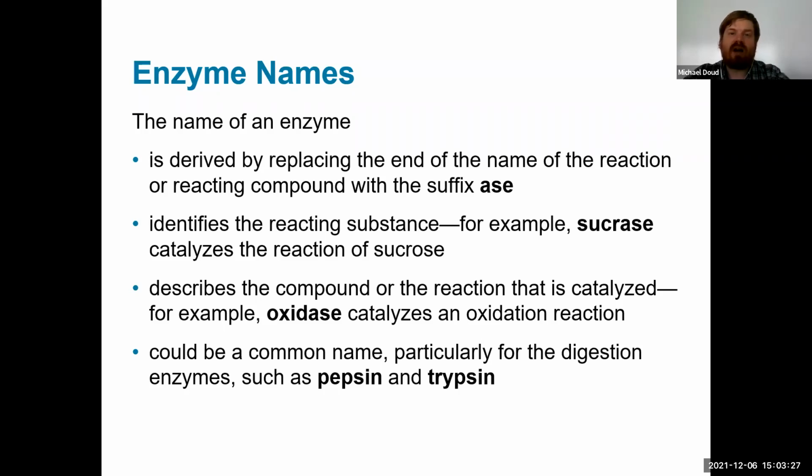Next up, there's a series of oxidation reactions in the body that we're going to talk about in the future. Oxidase is a class of enzyme that catalyzes oxidation reactions. And then sometimes we have some common names for digestion enzymes, because these have been around for a long time. We've learned about them for a long time. So we have pepsin and trypsin as names for enzymes that digest various compounds in our metabolism.